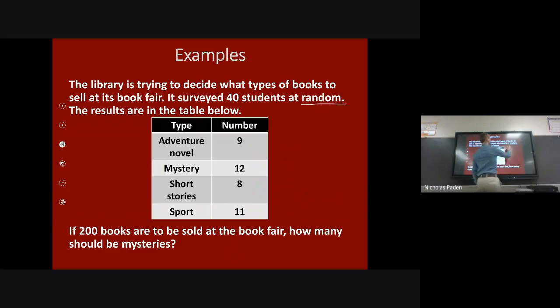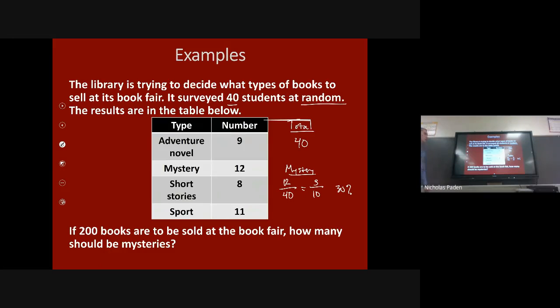So first thing we need to do is figure out how many total books were sold. So add these up. 12 plus 8 is 20. 9 plus 11. Oh, it says it's 40 students. I probably should have read the question there. Okay. And out of 40, 12 are mystery. Okay, so 12 out of 40, which can be simplified. If I divide both by 4, I get 3 out of 10. And 3 out of 10 is also 30%.